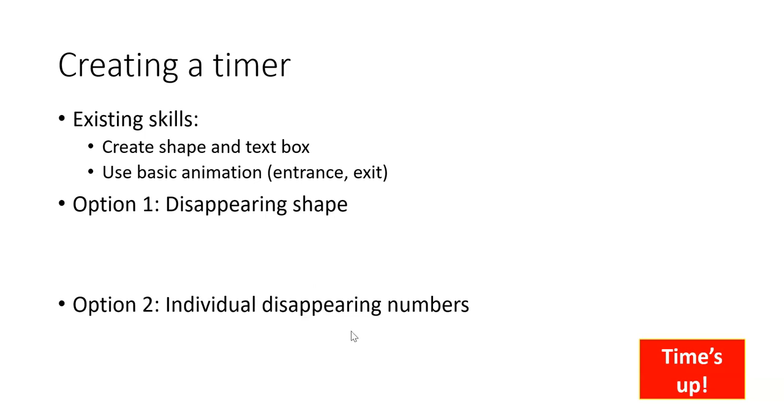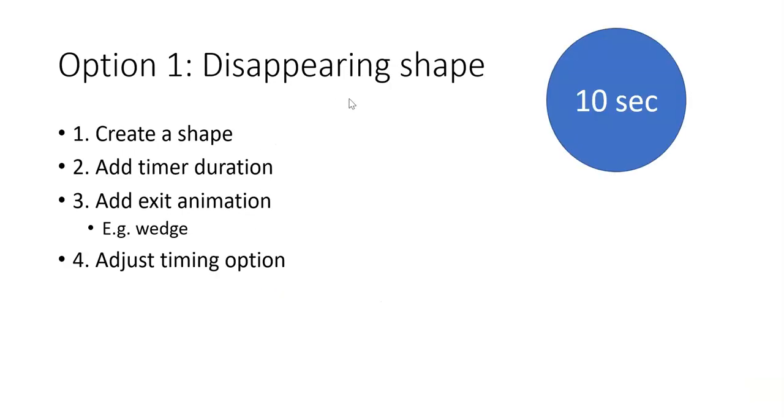So we're going to look at the options in turn, and let's start with option 1. Here is the disappearing shape. There are 4 simple steps.